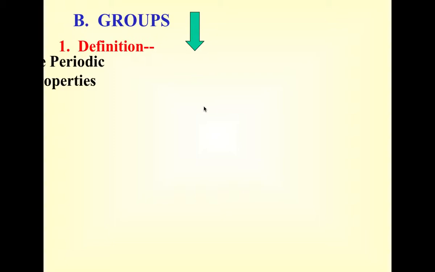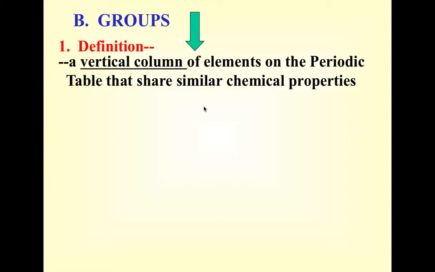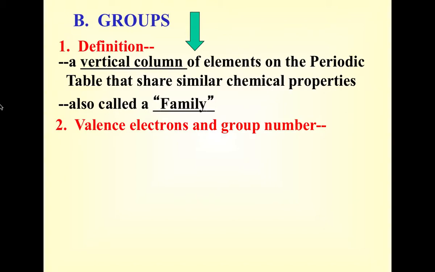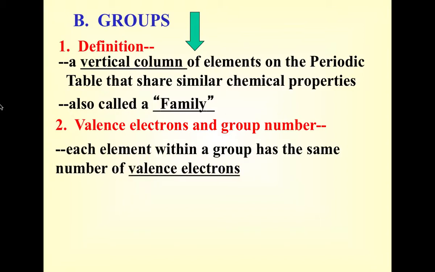All right, now groups. Groups run from top to bottom on our periodic table. So they are defined as a vertical column of elements on the periodic table, and their key is that they share similar chemical properties. Sometimes we will see these referred to as a family. Now, valence electrons, which is a new concept that we have not talked about, are related to the group number. Valence electrons are the same for each element within a group.